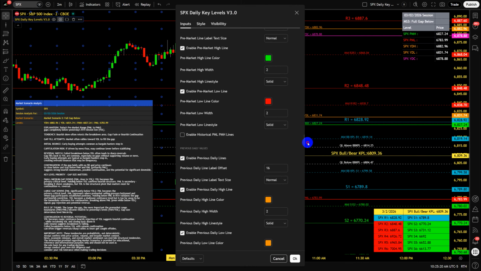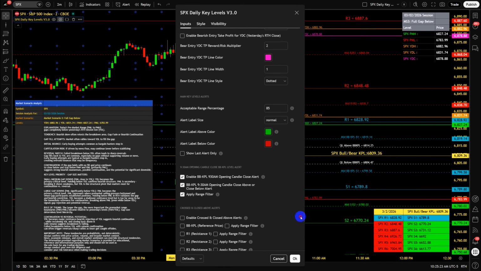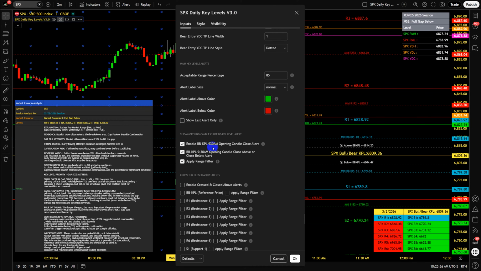So I'll just show you that real quickly here. In the user control panel, we have the alerts here. Enable BBKPL 9:30 a.m. opening candle close alert, which is either a close above or close below. And we have the apply range filter turned on and the acceptable range filter on the default of 85%. This is adjustable by a user if you wish to increase it or decrease it from 85. However, 85 is what we use, and that is considered the max amount that you should use. So if you're looking to adjust it, then it should be adjusted downward, not upward.